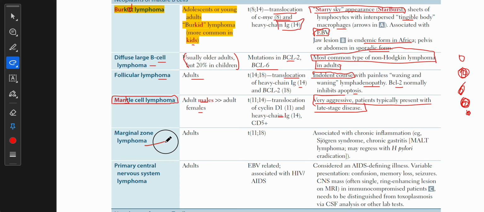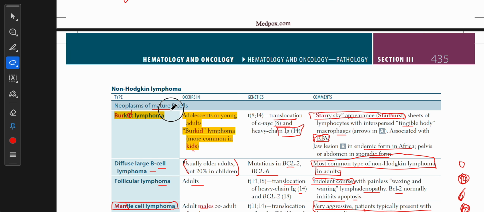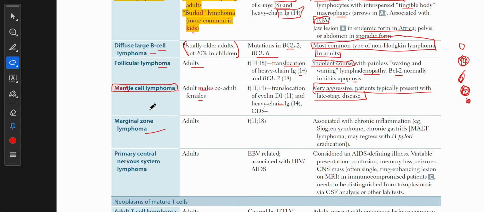And another one is marginal zone lymphoma, in adults. Here you can see, these are all mature B cell neoplasms of non-Hodgkin lymphoma. Remember this, mature B cells. Marginal zone lymphoma occurs in adults. Translocation 11;18. It is associated with chronic inflammation, for example Sjogren syndrome, which is an autoimmune syndrome where there is a decrease in sweat glands, and also chronic gastritis, MALT lymphoma, and then it may regress with H. pylori eradication.